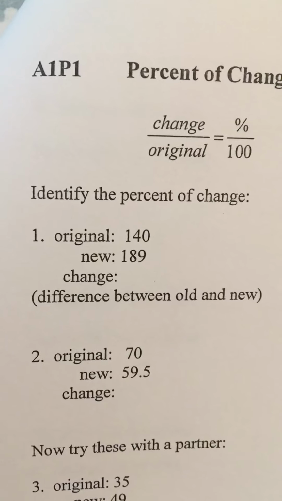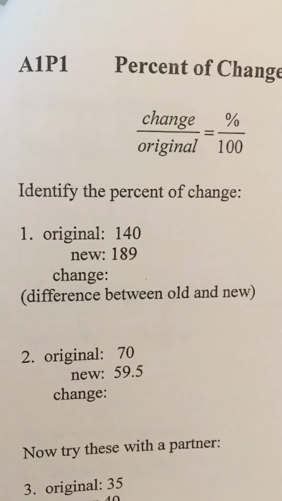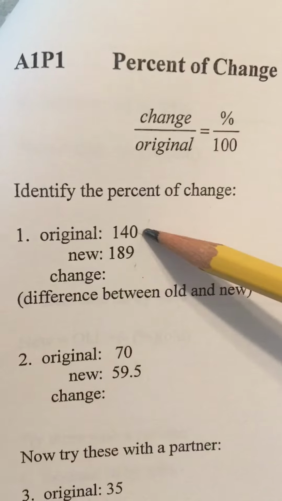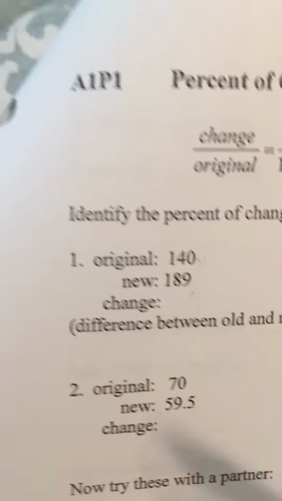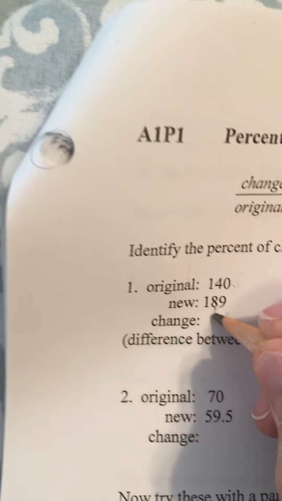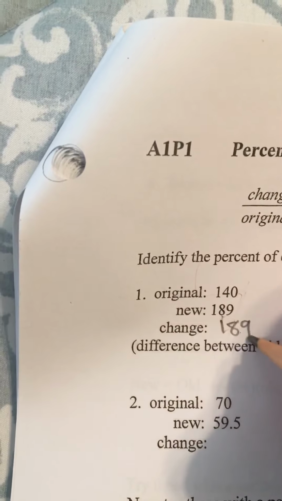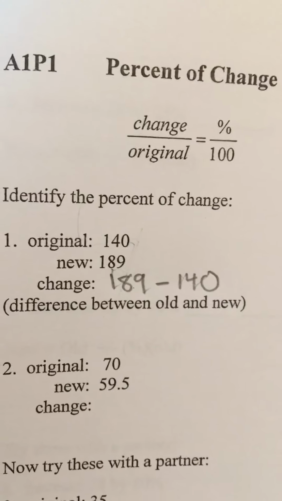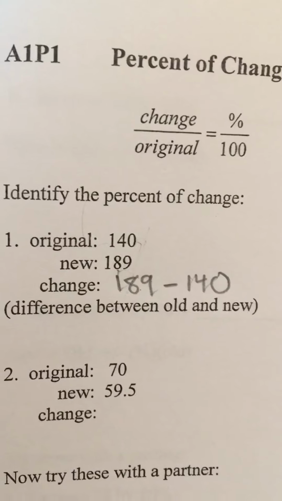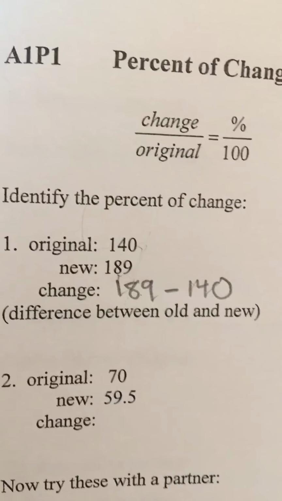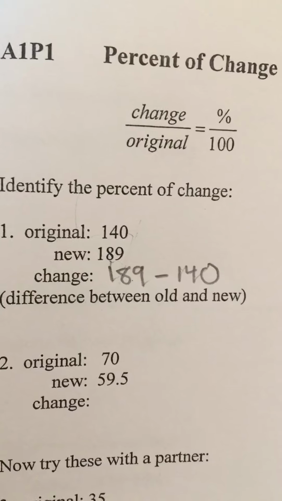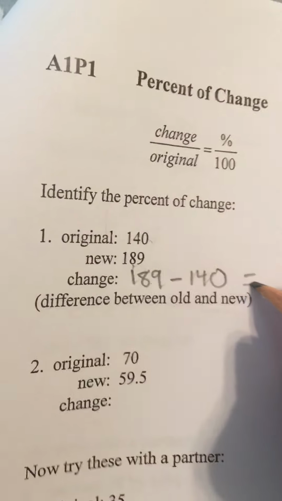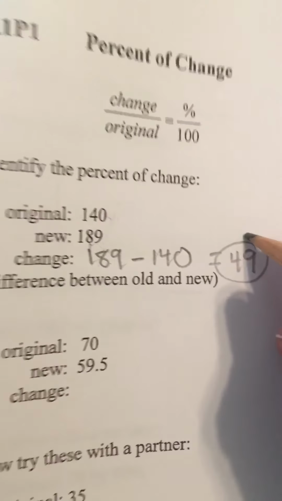Now, number 1 says, identify the percent of change. They give us an original amount, they give us a new amount. The first thing we always find out is the change. Now, the change is always the difference between the new and the original. Some teachers might tell you always do original minus new, which is fine, but that might give you a negative number. I'm always going to say put the big number first and the smaller number second. And we find out in this case that the change is 49.